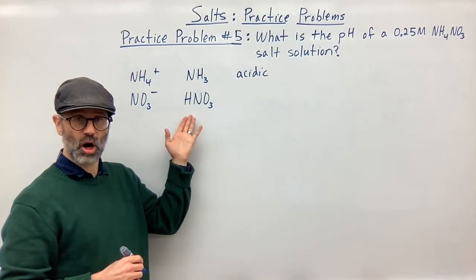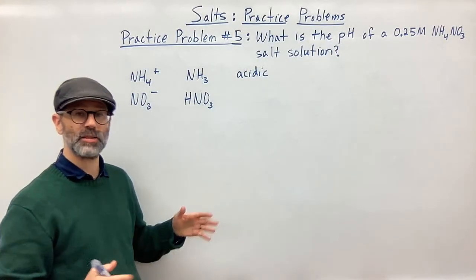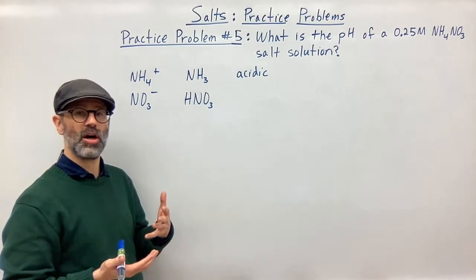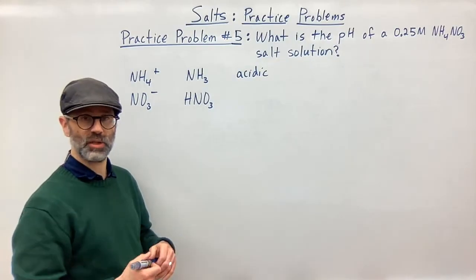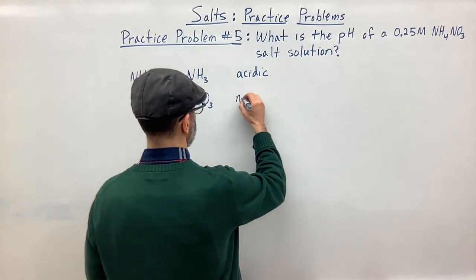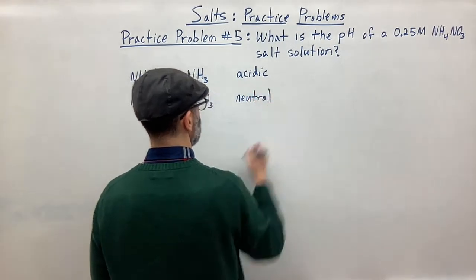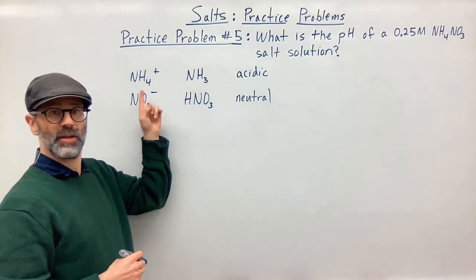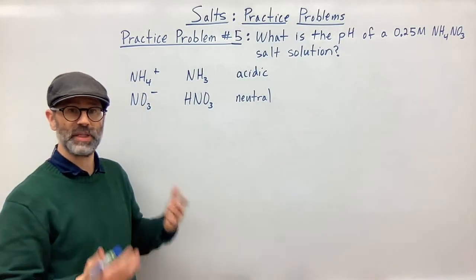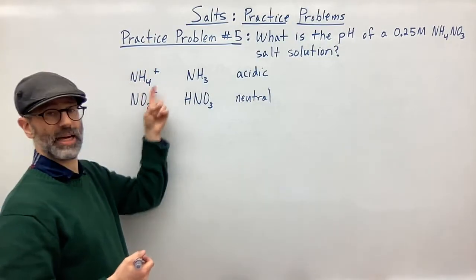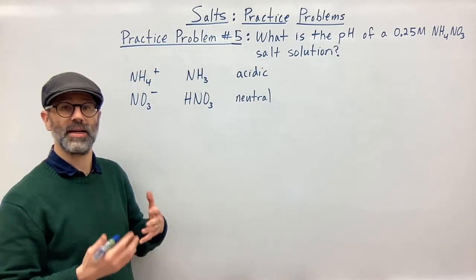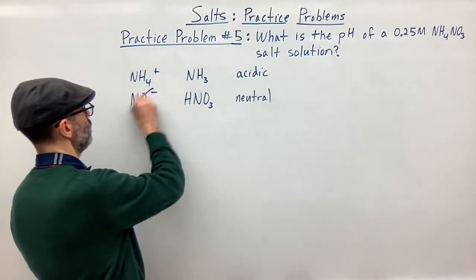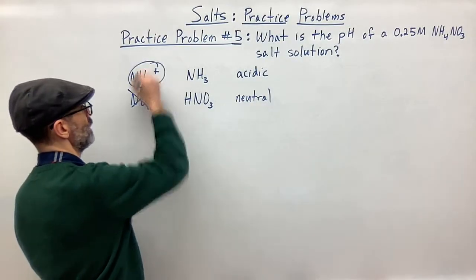HNO3 is one of our strong acids, so it is going to ionize completely in water. So NO3 minus is not going to be strong enough to react with water. So this is going to be neutral. Looking at our two ions here, this one's neutral, this one's acidic. As far as pH goes, the NH4 plus is going to be the main character in deciding what the pH is. So we're going to ignore this one, and we're going to focus on this one.